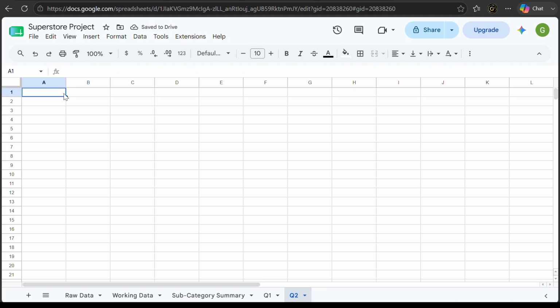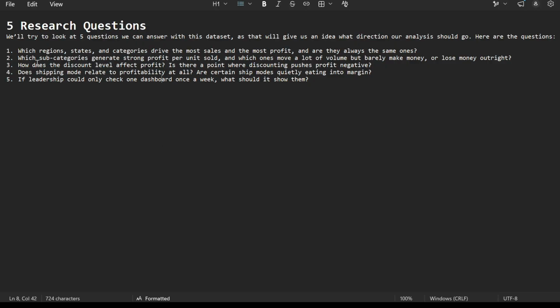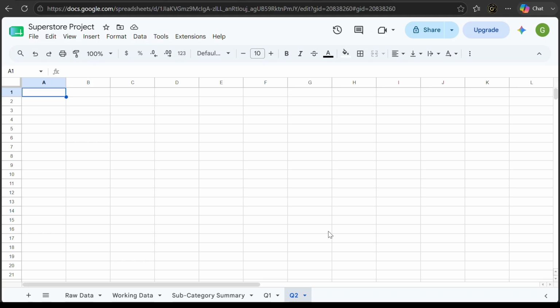Now, for question two, what's the question? Which subcategories generate strong profits per unit sold, and which ones move a lot of volume but barely make money or even lose money outright? To answer it, we are going to pull every subcategory from the subcategory summary table, and then sort by average profits per unit, looking at the worst first, so the ones flagged review, high volume, losing money go at the very top. Let's quickly try to do that.